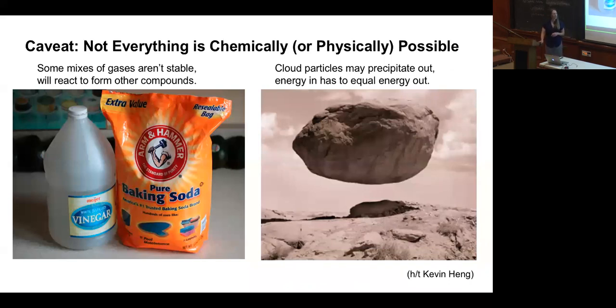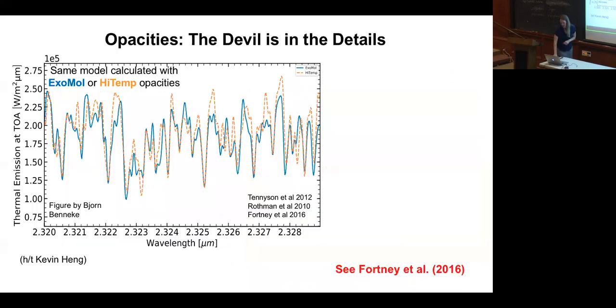Similarly, you still have to conserve energy. So at the end of the day, energy into the planet has to equal energy out, and that can include interior heat sources as well. But the energy has to come from somewhere. The planet's not creating new energy out of nowhere, and so there has to be some energy balance that you observe at the end of the day.